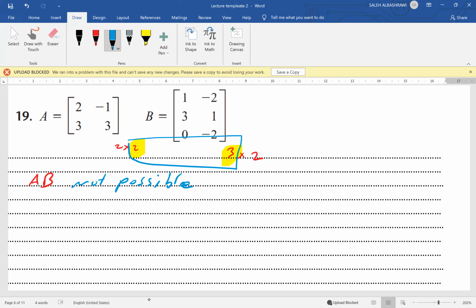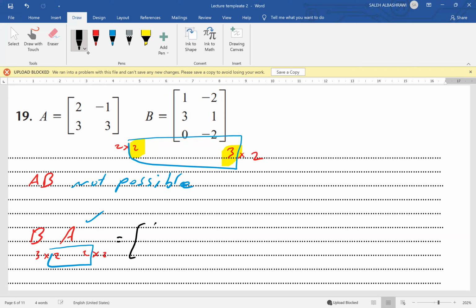What about B times A? If we reverse, B times A. B is of size 3 by 2. A is 2 by 2. And we can see the number of columns of B is equal to the number of rows of the matrix A. So this can be done. We can find B times A. So A times B is not possible, but B times A, we can find it. What is it equal to?